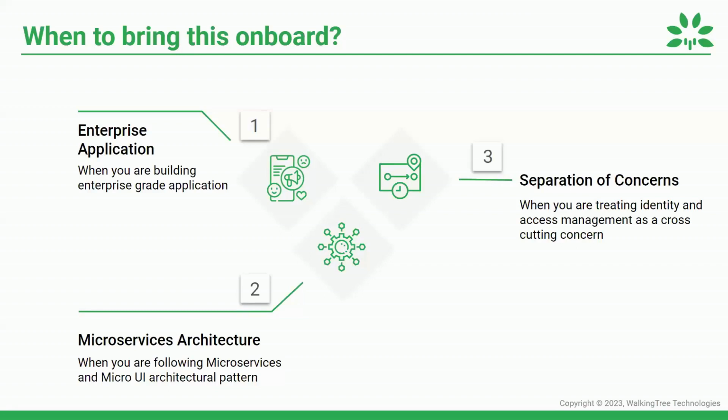One is when you're building an enterprise grade application. When you call it an enterprise grade application, we definitely need identity and access capabilities. That's one reason to think about Keycloak to integrate with your enterprise application. Second, microservices architecture. If a microservices architecture is being followed in your enterprise application development, Keycloak becomes the obvious choice to use for identity access management.